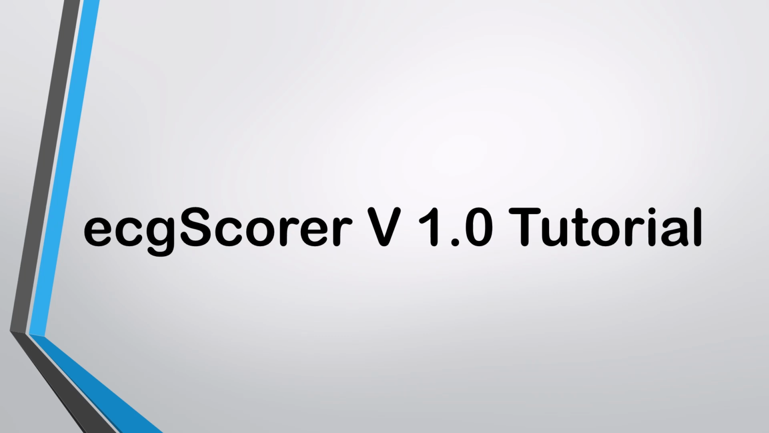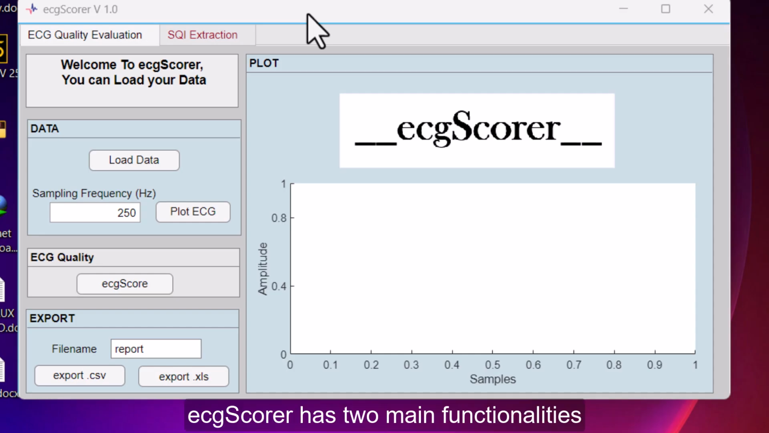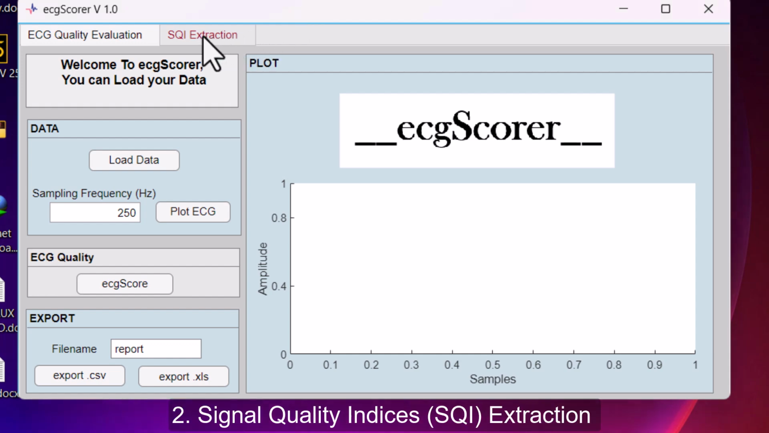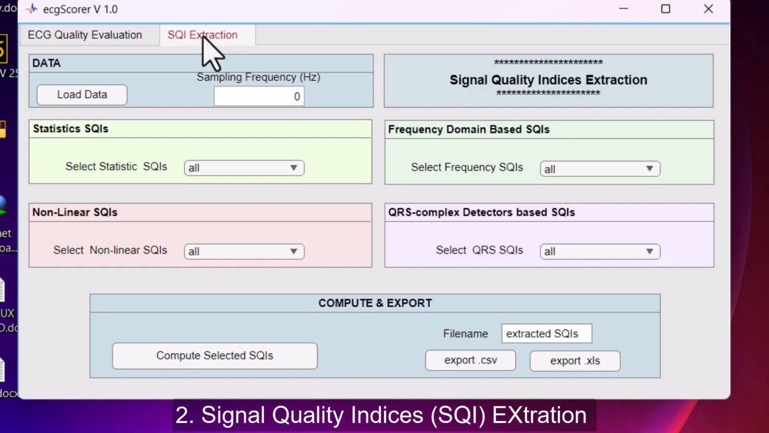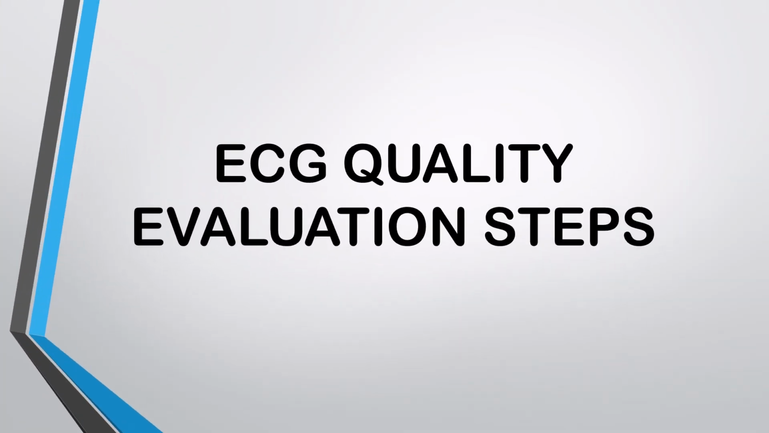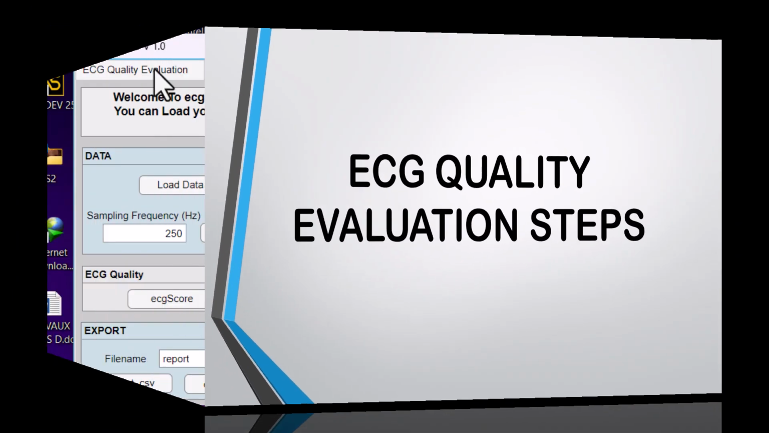Welcome to ecgScorer presentation. ecgScorer has two main functionalities. 1. ECG quality evaluation. 2. Signal quality indices extraction. Let's look at the steps for ECG quality evaluation.